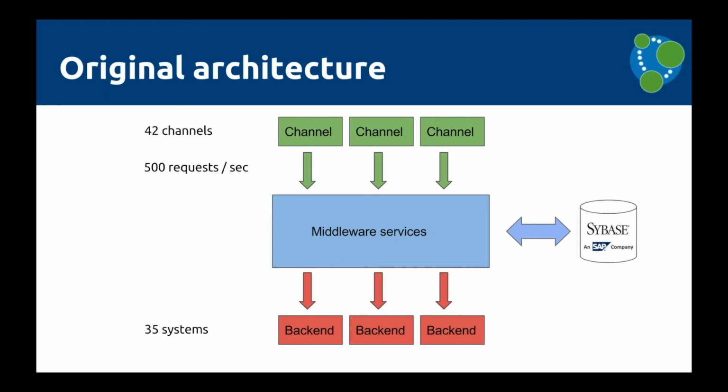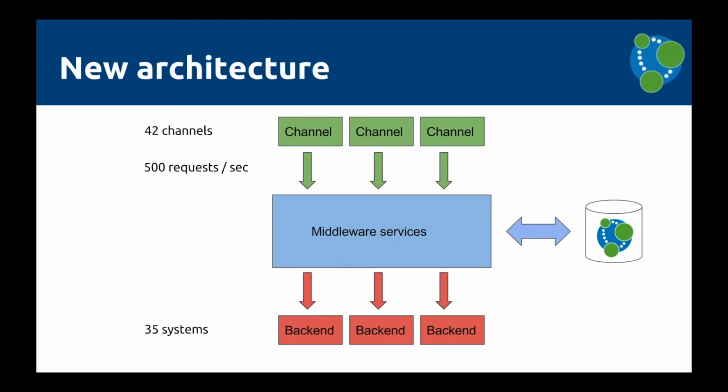And the architecture that they had in place was this middleware service that would control access from a number of channels, up to 42, as you can see in the diagram. And that was taking around 500 requests per second. This middleware service was backed by a relational database, Sybase in this particular case, and it was controlling access to 35 systems in the backend. What they did basically is they replaced that with Neo, so it is this primary data store case where Neo completely replaced the relational store.